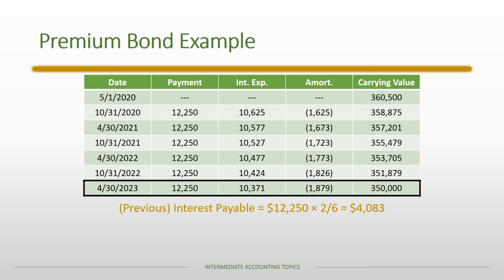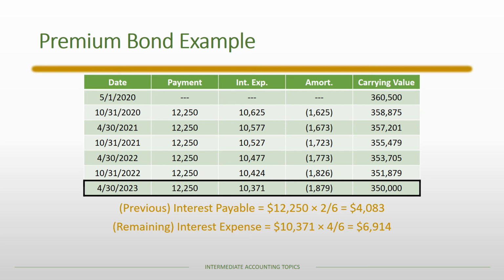Of course, the first thing we'd have to think about was that there would have been previous accrued interest payable. They would have recorded 12,250 times 2/6, or that same $4,083 of accrued interest. So we would have recorded that on 12/31/2022. We also have to understand that some of the interest expense would have been recorded on 12/31/2022, which means that only 4/6 of the interest expense should be recorded on April 30th, 2023. So we take the total interest expense, 10,371, multiply it by 4/6, which gives us our accrued interest expense for April 30th, 2023.